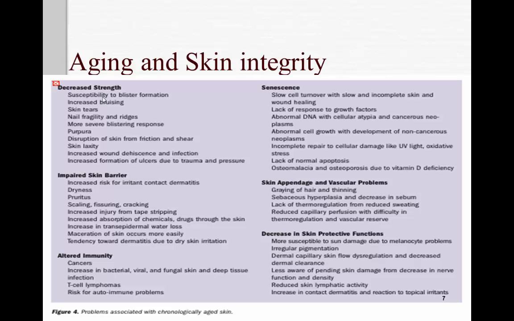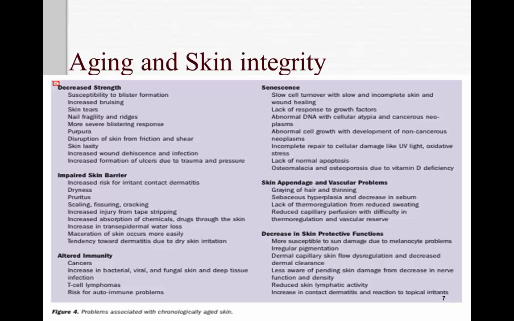There's also an impaired skin barrier, so patients have more dryness, and this dryness dehydrates the skin, leading to pruritus and excoriations. There is also increased injury from tape, chemicals, and drugs, as well as maceration of the skin. There is autoimmunity, so patients are more predisposed to cancers and lymphomas. There is also senescence, which is slow cell turnover with slow and incomplete skin and wound healing.